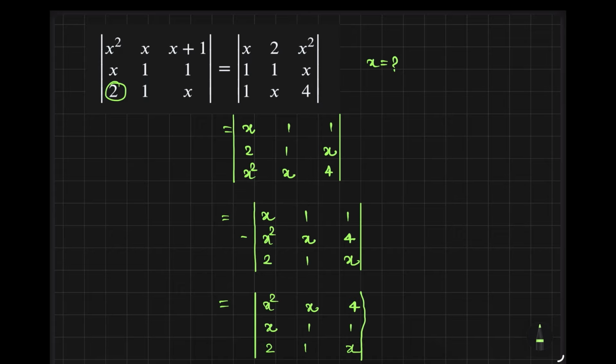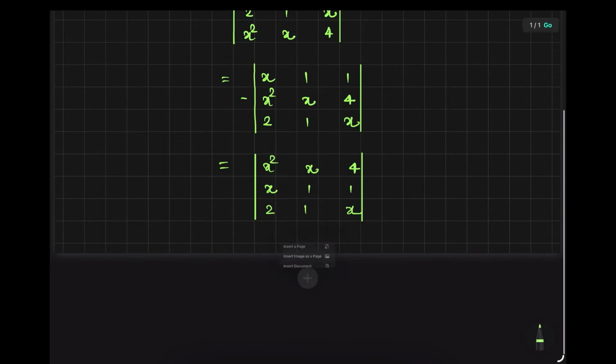Now look at this. Why we are doing this, try to understand. Try to observe this column. It is x square, x and 2. x square, x and 2. Then we have x, 1, 1. We have x, 1, 1. We have a change, and that change is in the last column. So what I will do, I will take this determinant that side.